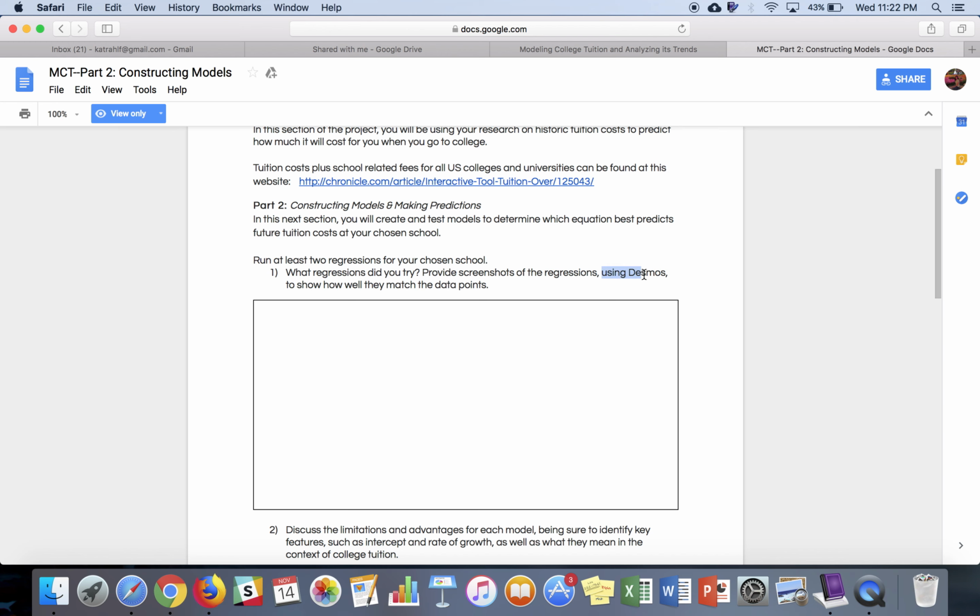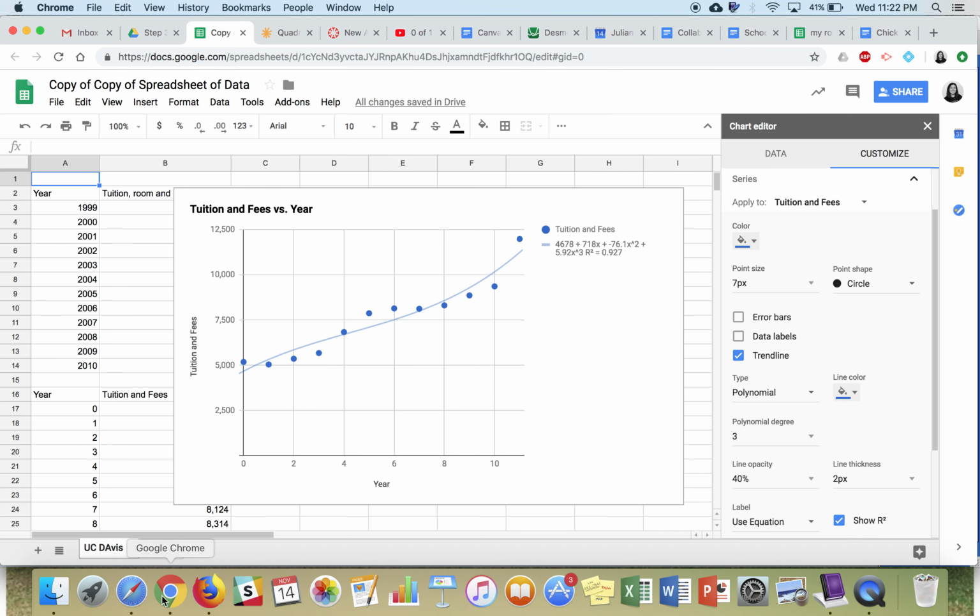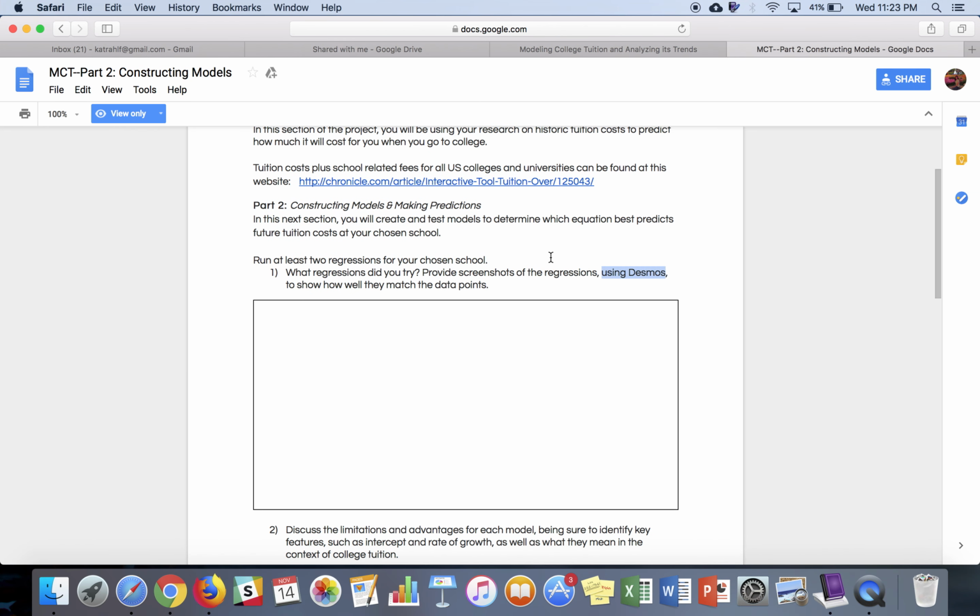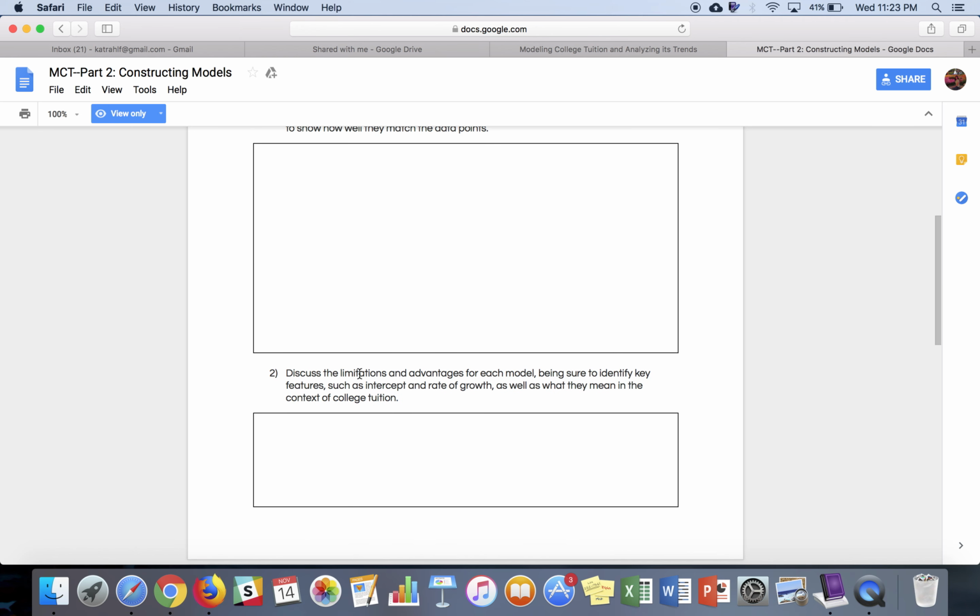And I have using Desmos. I actually want you to just use the spreadsheet. So you should have the 2 screenshots, and I should be able to see both the equation and the r squared. So tell me, I tried this one, here's the screenshot of it. Or you can copy it like I showed you, try another one, do that. So make sure you get both of those in there that show how well they match it. And then discuss limitations and advantages. What is the downside to some of these? What are some of the advantages?